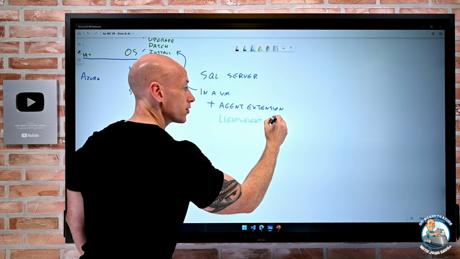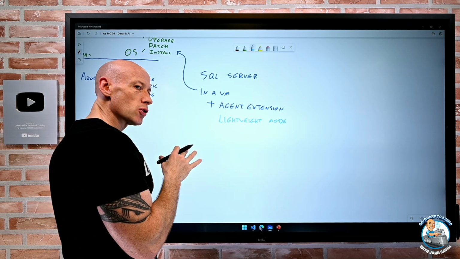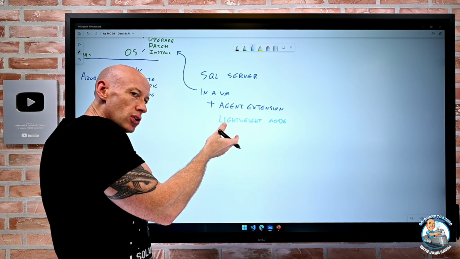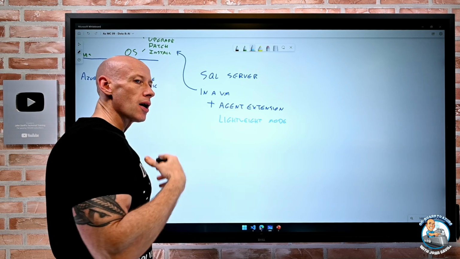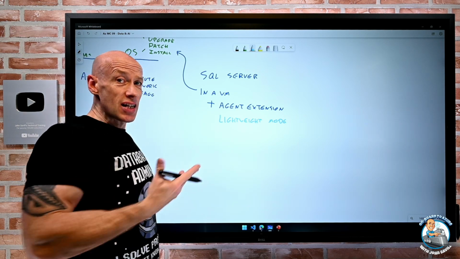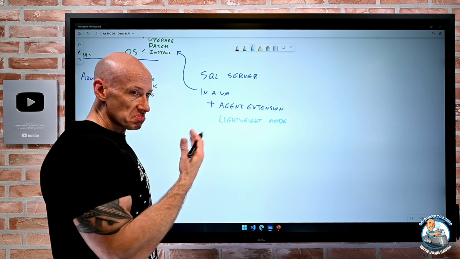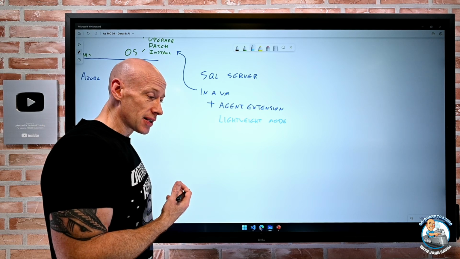Now, both of these modes are free. I want to stress that up front. And the reason lightweight mode was popular initially was that to go to the full mode, you had to restart the SQL service. So there was some impact on the availability. That is actually no longer the case. So I can go to the full mode and it doesn't impact the availability of SQL.